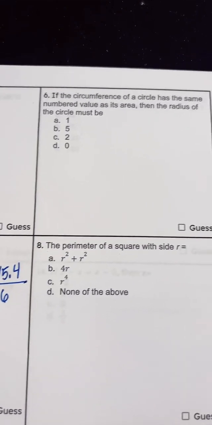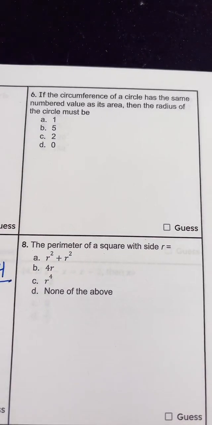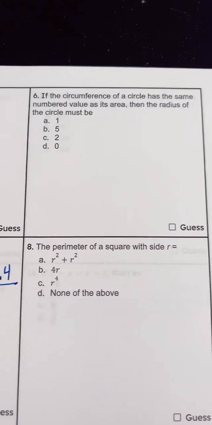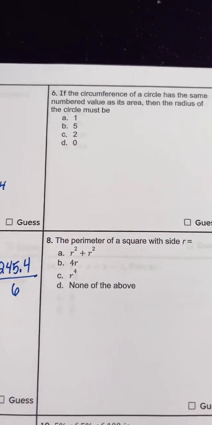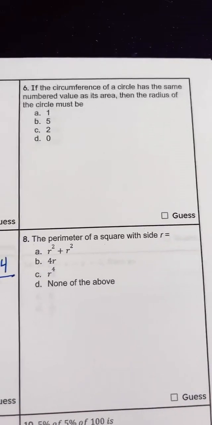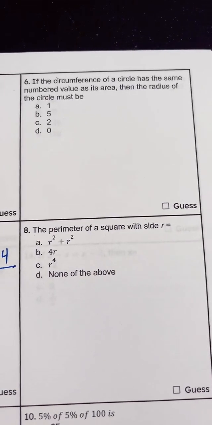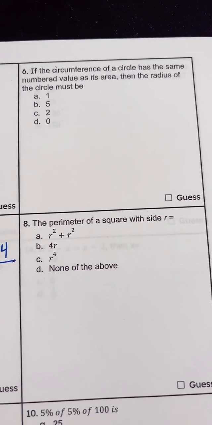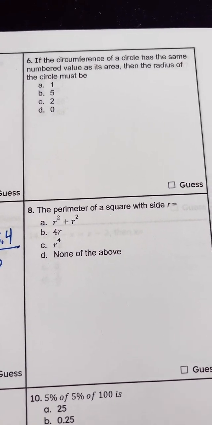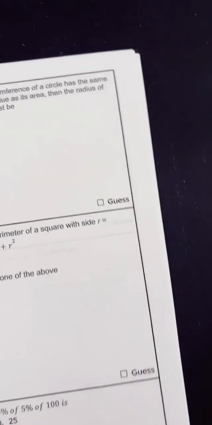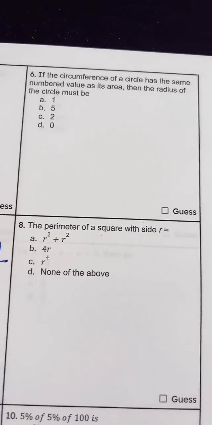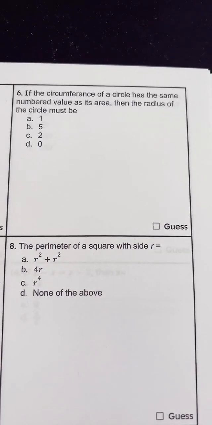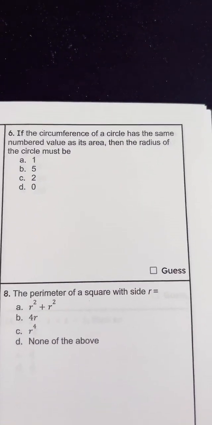Oh, wonderful. Good. All right, let's go to number 6, you guys. If the circumference of a circle has the same number value as its area, then the radius of the circle must be. Hold on, you guys, I'm trying to fix my screen. There it goes. Okay, can we see it?